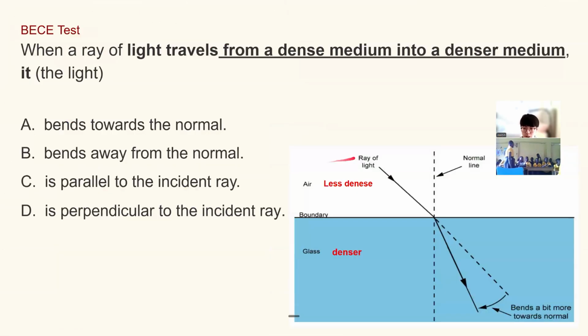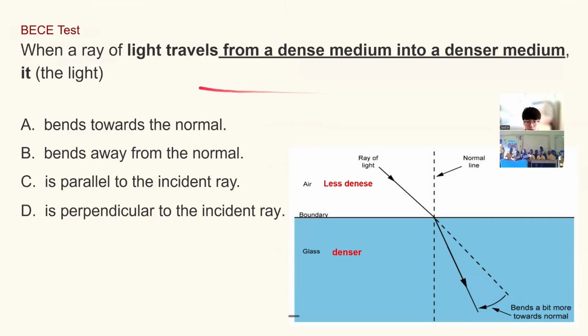So yeah. If this makes sense, let's try to answer this question. When a ray of light travels from a dense medium into a denser medium, the light does what of the following? Does anyone know the answer to this question?